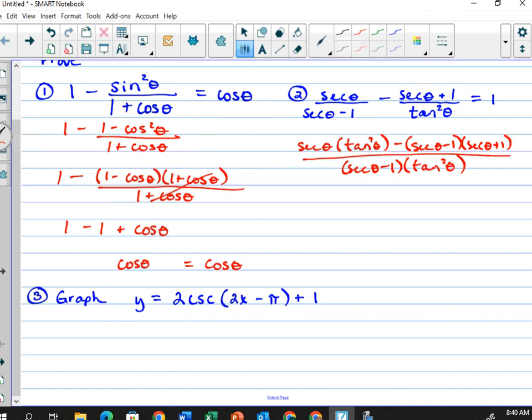I factored out the secant minus 1 to get secant squared minus 1, and then I got tangent squared. Because this is going to end up being secant squared minus 1, which is tangent squared. I didn't write it out like that, I just multiplied it.